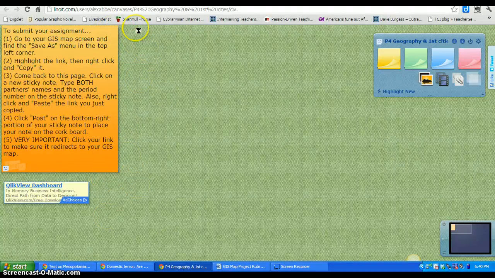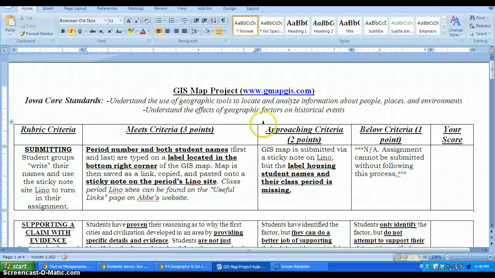Okay. 2 points if you submit it on a sticky note, but you mess up the label, or I just can't find your names. And then 2 points is the lowest you can go, because it's impossible to turn in the assignment if you don't do this part right.